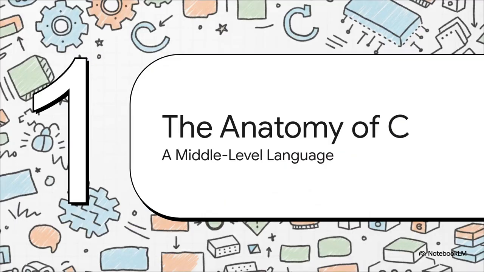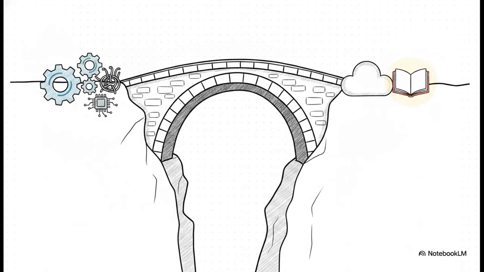Moving on to Section 2, the anatomy of C, and why it's known as a middle-level language. C is incredibly special because of exactly where it sits in the programming ecosystem. On one extreme, you have low-level languages, like machine and assembly code. They are lightning fast, sure, but they're incredibly tedious and difficult for humans to read. On the other extreme, high-level languages like Python are super easy to read, but they're highly abstract.